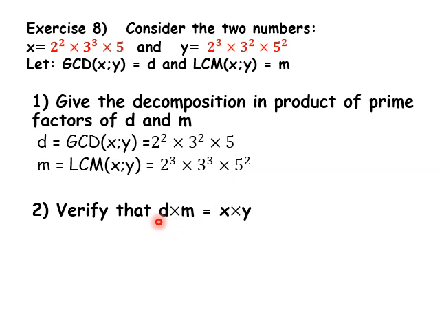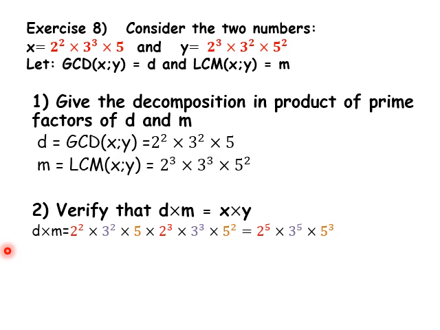Now we have to verify that d times m equals x times y. d is 2 squared times 3 squared times 5, and m is 2 cubed times 3 cubed times 5 squared. We know from the previous lesson that when we multiply the same bases, I have to keep the base and add the powers. So 2 squared times 2 cubed: I write 2 and add the powers. 2 plus 3 is 5, so I can write 2 to the power 5.